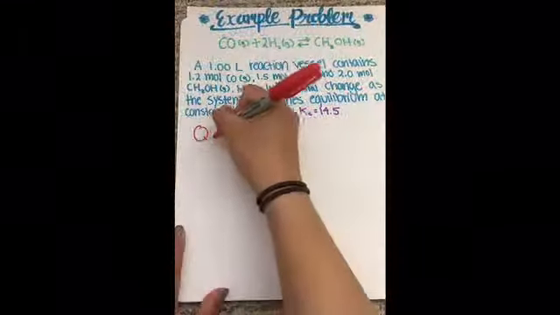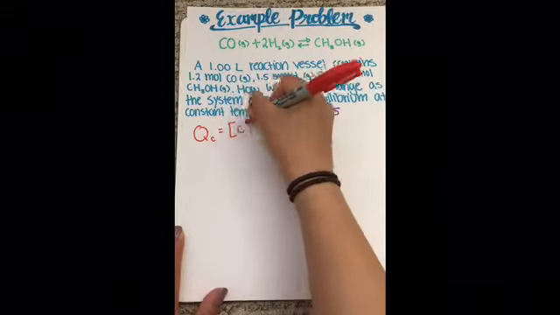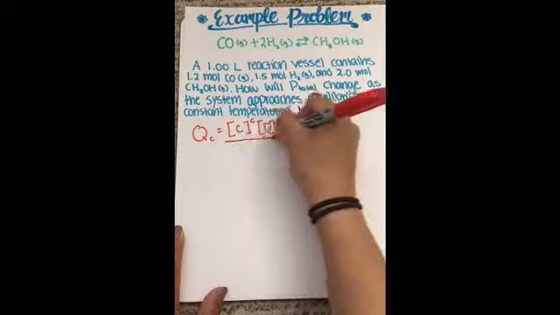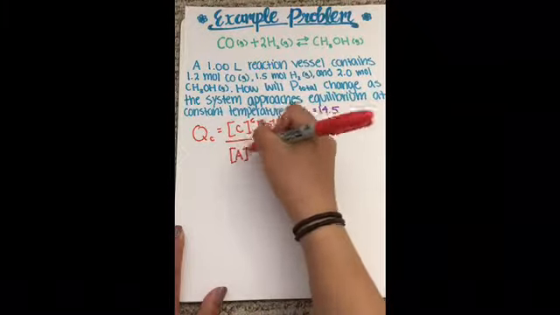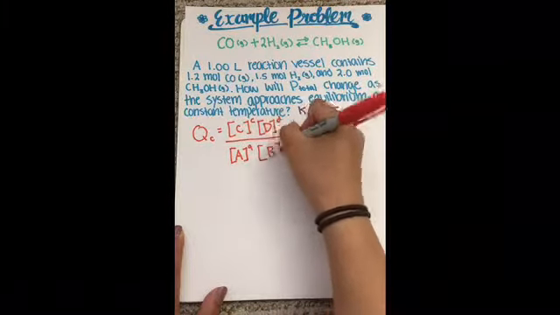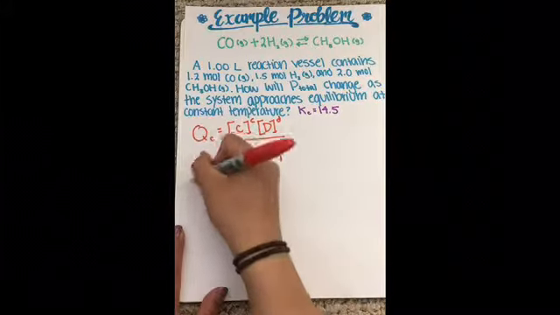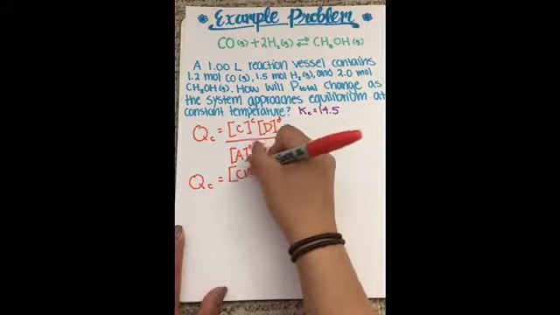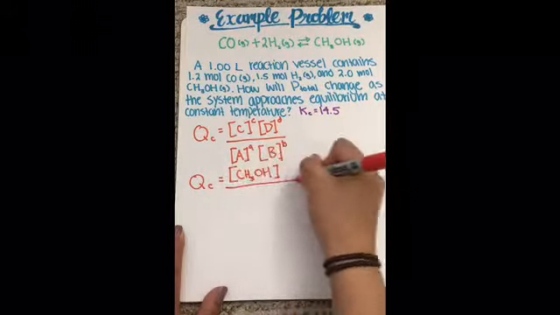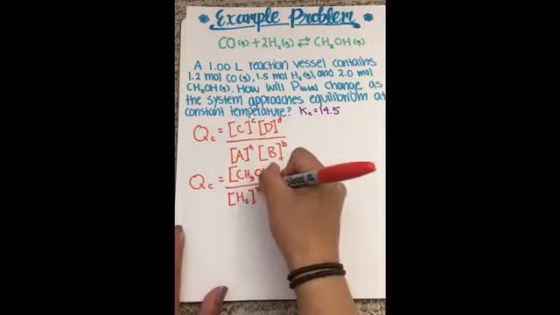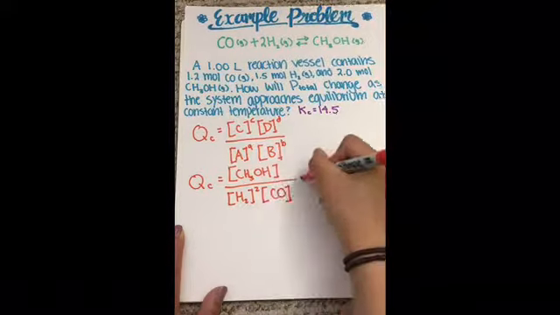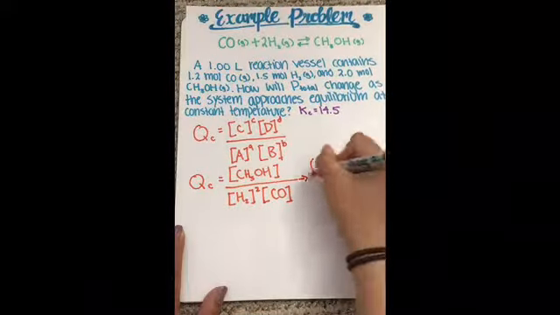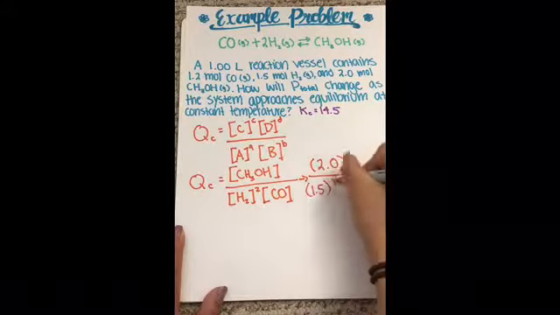To solve this problem, we need to find the value of Q by putting products over reactants. When solving this problem, we must keep in mind that the concentrations of liquids and solids do not change, so they are excluded from the equation. However, in our example problem, all of the states are gases, so they will all be included. We would have CH3OH over H2 squared times CO, which gives us 2.0 over 1.5 squared times 1.2. This equals a value of 0.74.